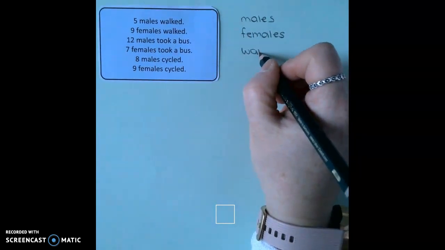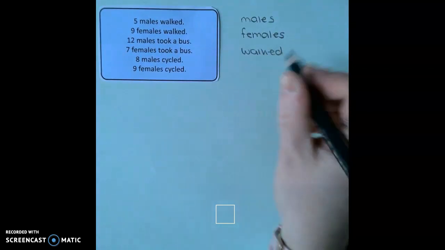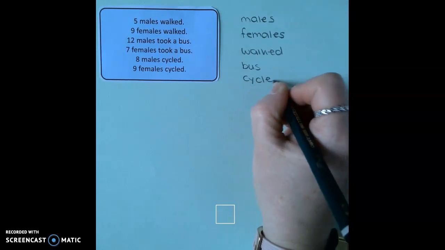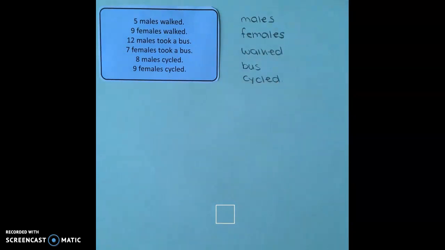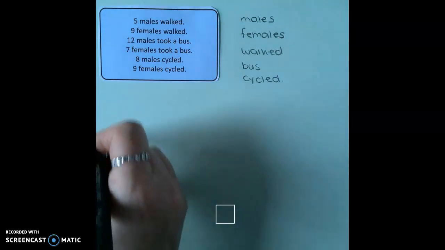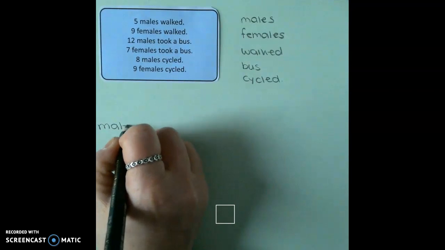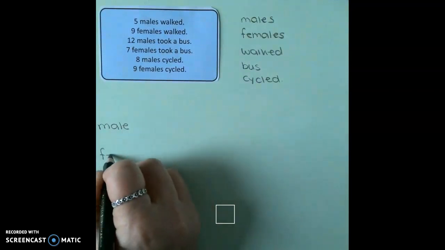who walked, who went on the bus, and who cycled. So they're all the pieces of information that we need to put into our table. Okay, so if we have down the left-hand side here, so we have the males and we have the females.